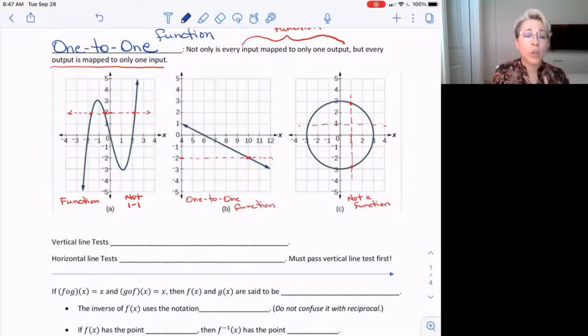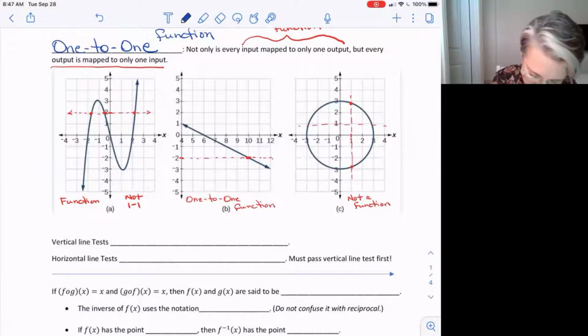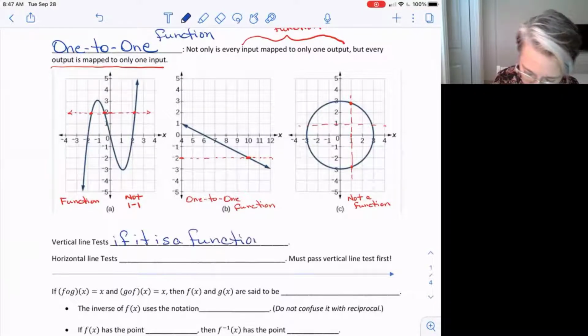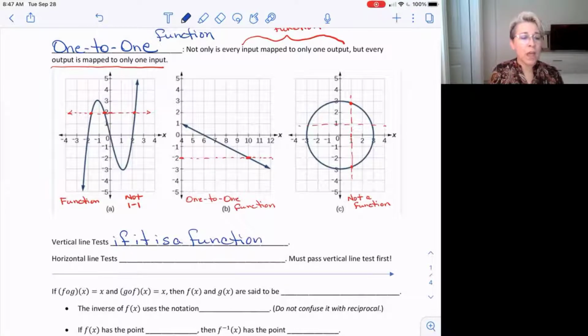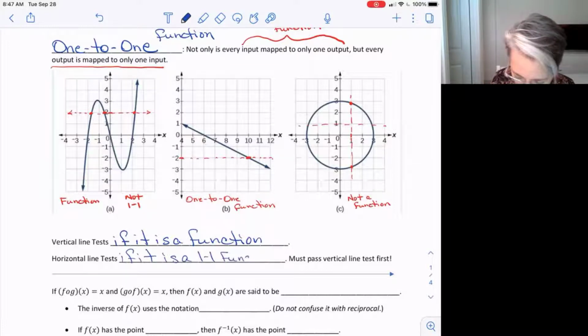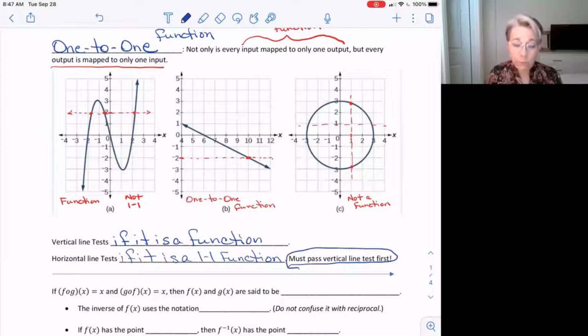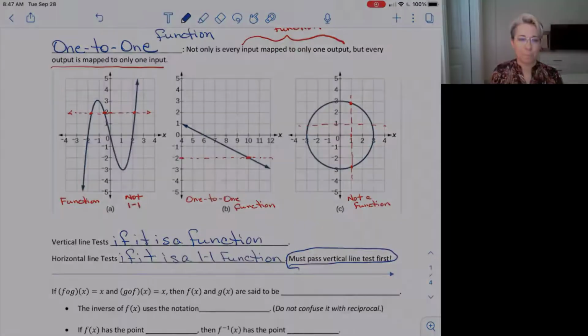So again, the vertical line test checks if it is a function. Okay, got to do that guy first. The horizontal line test checks if it is a one-to-one function. Okay, but again, it must pass the vertical line test first. It has to be a function first.